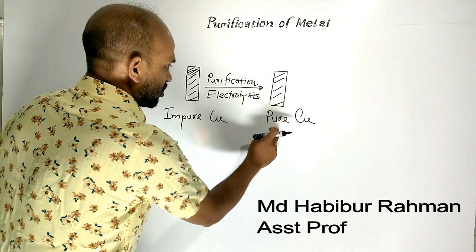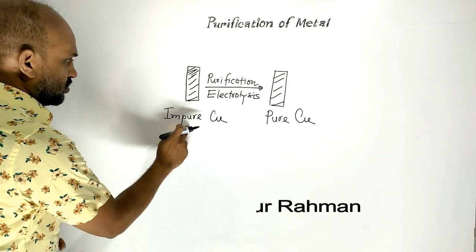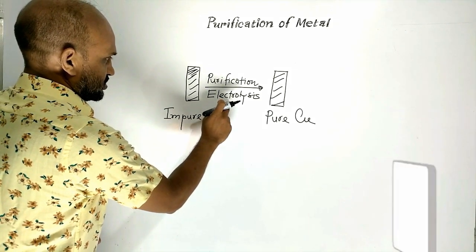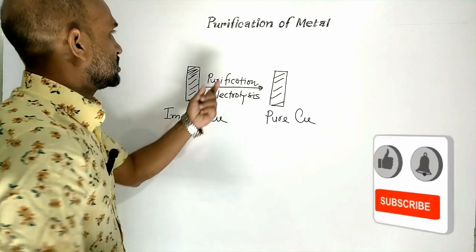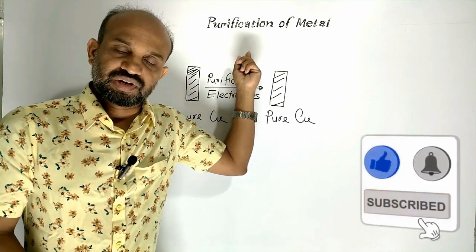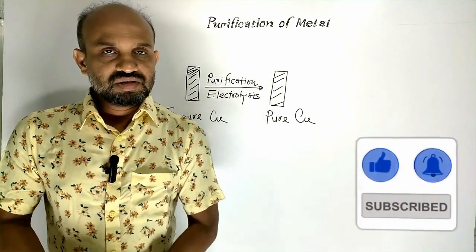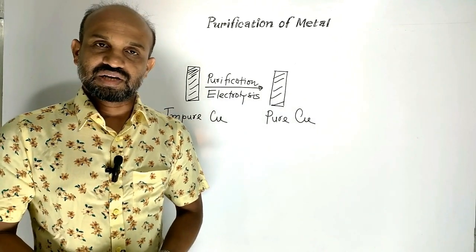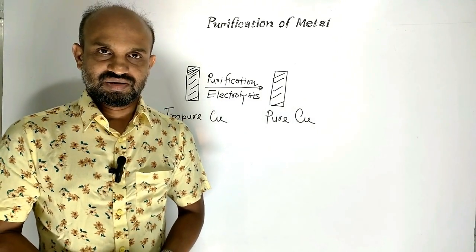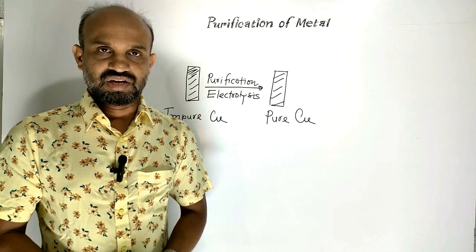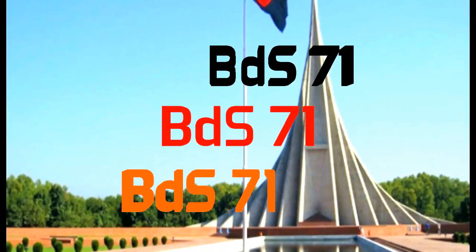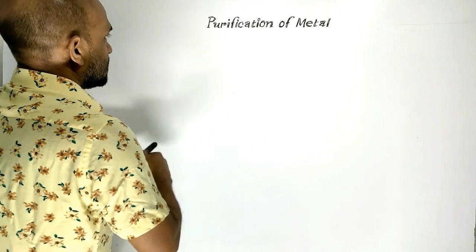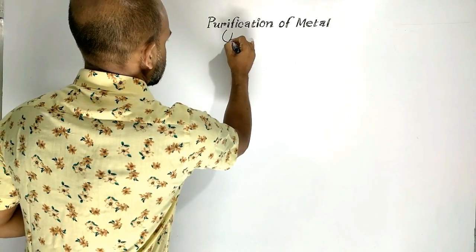Pure copper is obtained from impure copper through the electrolysis process, which is purification of metal. In this lesson, we are going to learn purification of metal by electrolysis process. Let us see the matter in detail. Purification of metal by electrolysis.